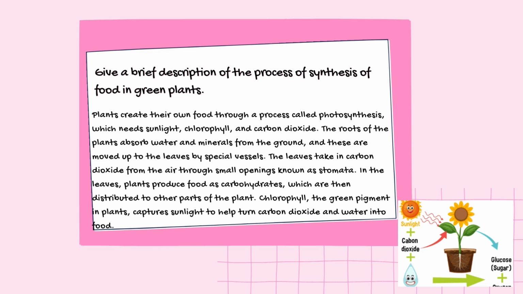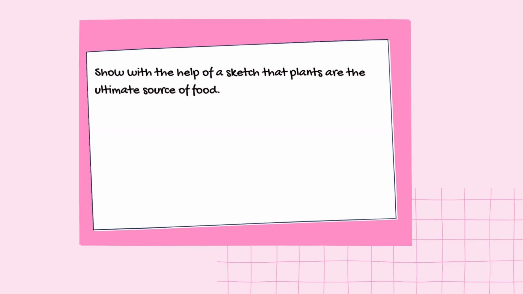In the leaves, plants produce food as carbohydrates, which are then distributed to other parts of the plant. Chlorophyll, the green pigment in plants, captures sunlight to help turn carbon dioxide and water into food. Fifth question: show with the help of a sketch that plants are the ultimate source of food.